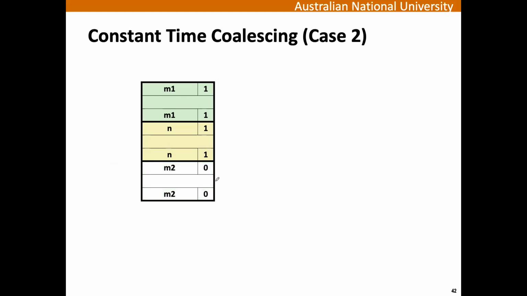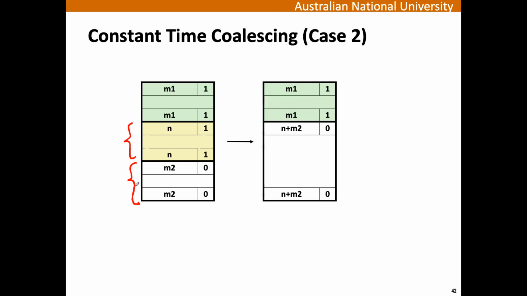Case number 2 is where we are freeing this block and there is a block next to it, to the right of it, that is also free. So what we can do is coalesce these two blocks, add n plus m2, and make it one big block. This is our one big block, and this is the header of our new coalesced block.